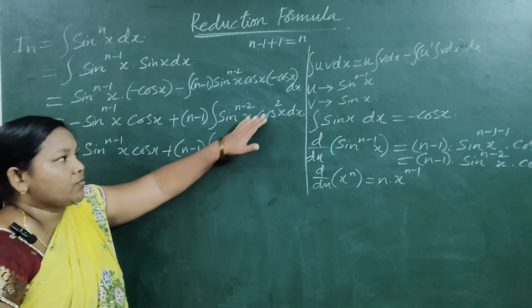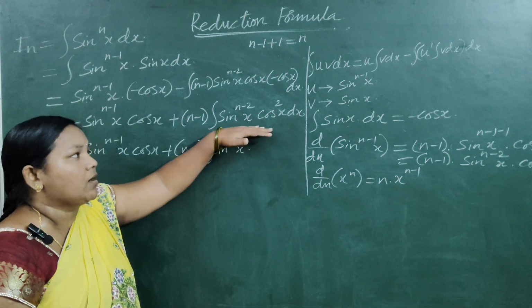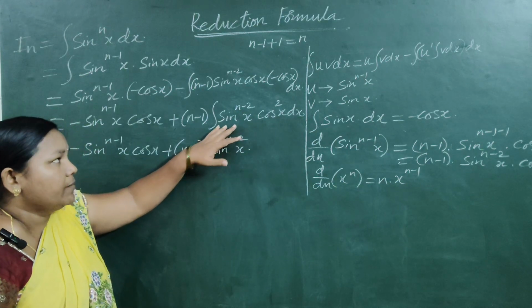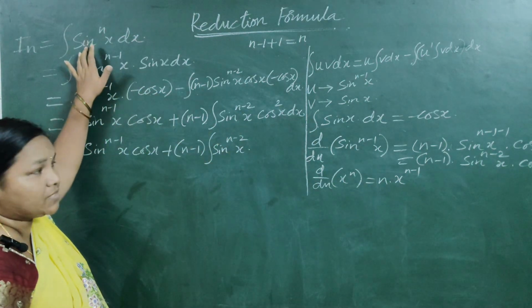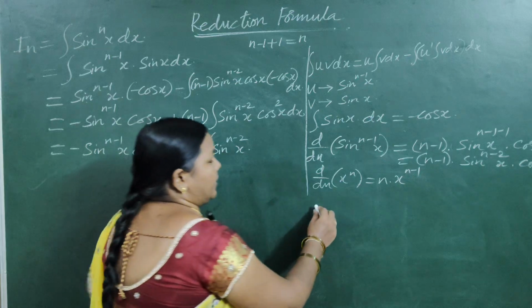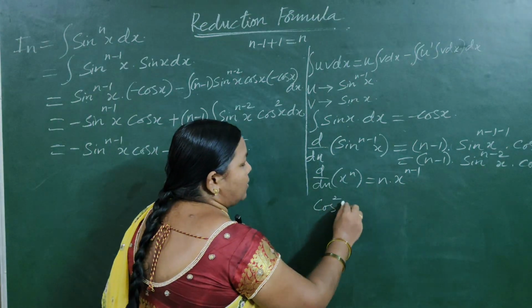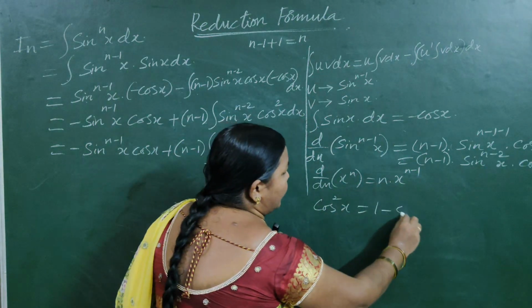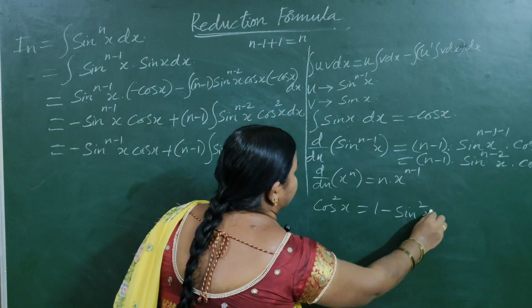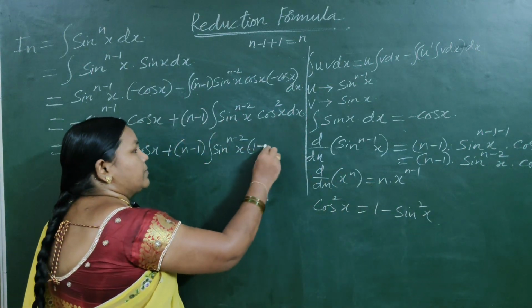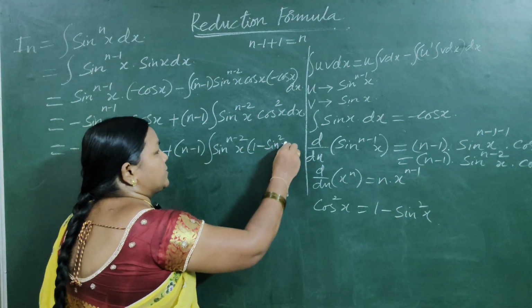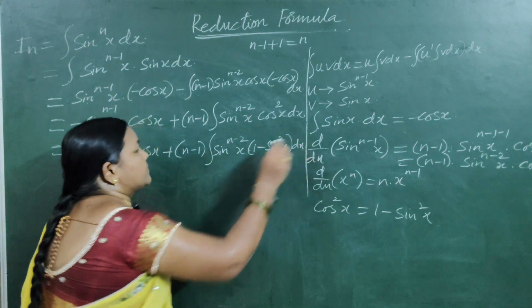Here, for cos square x, we have to convert cos in terms of sine, because the question is in terms of sine. That is how we can write cos square in terms of sine. That is, cos square x equals 1 minus sine square x, into dx.